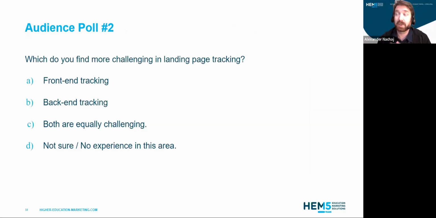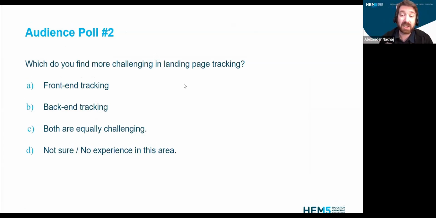So this brings us to our second poll of the day. If you've been doing work on analytics and tracking, which do you find more challenging? Was it your front end tracking, your back end? Both are equally challenging, or maybe you don't have experience in this area, and that's perfectly fine as well. Give everybody maybe 10 more seconds to go through this.